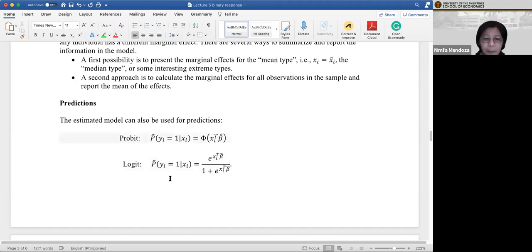So these are the predicted values of the response probabilities, not the predicted value of the left-hand side variable. Note that you are not predicting what y sub i would be, but what is the response probability. Here, for example, you are looking at the probability that a person would be employed.